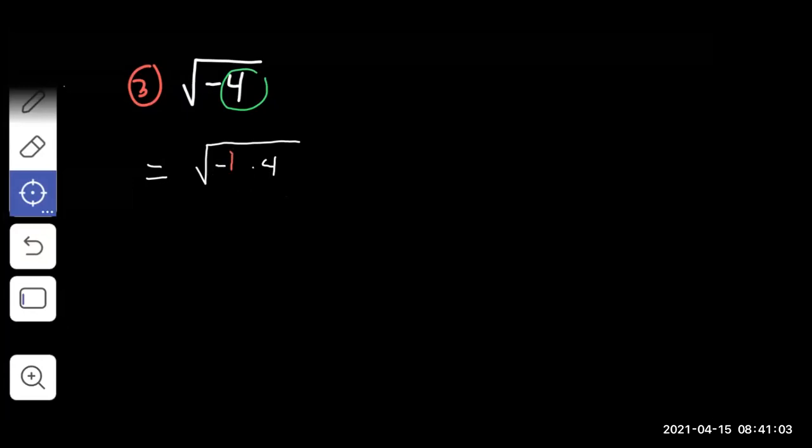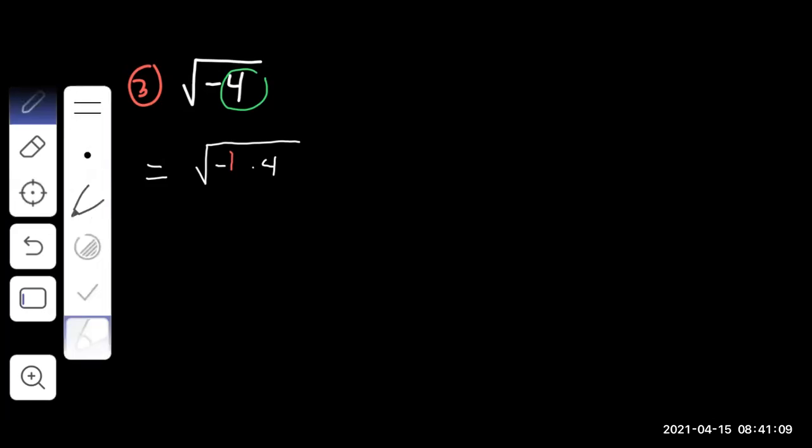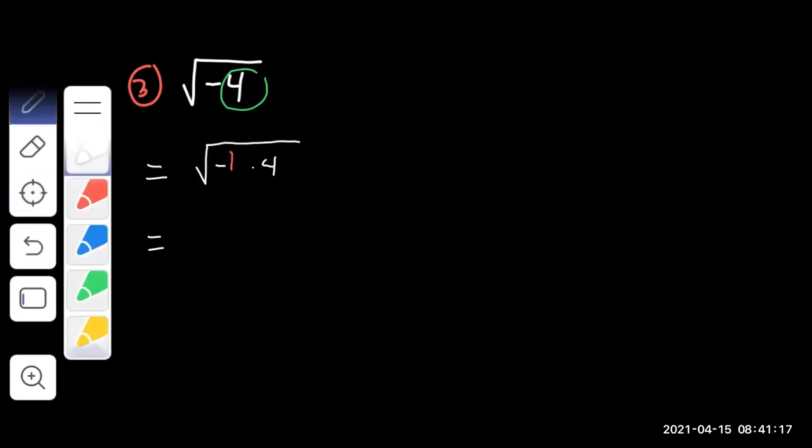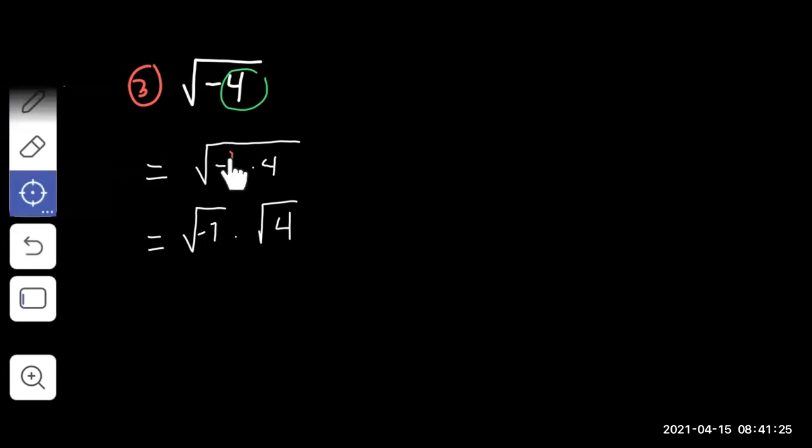I just took the negative 1 apart, set it apart, because we are going to be clever. Now I'm going to separate this: the square root of negative 1 and the square root of 4, because there is a property that if they're multiplying, you can separate them. Now that we got them separately, what is the square root of negative 1?